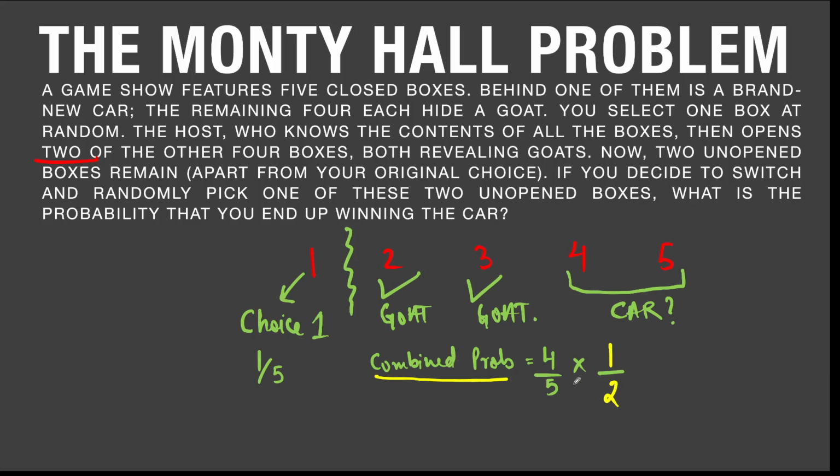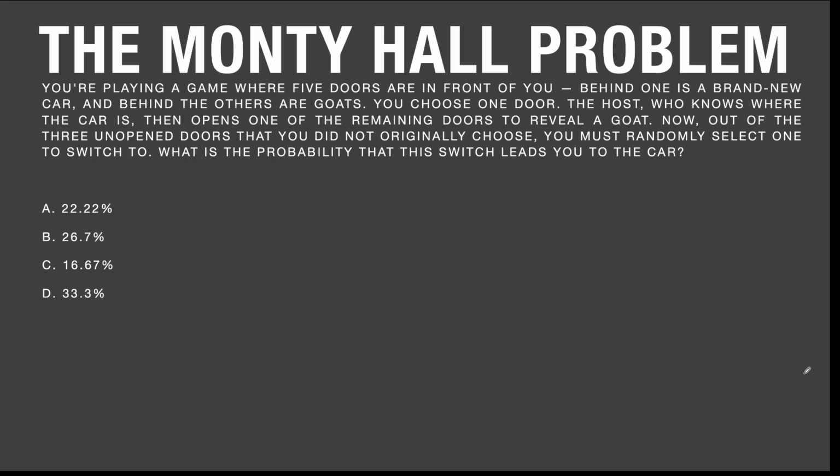When I say 4 by 5 multiplied by 1 by 2, this becomes 2 by 5, or simply 40%. And this is the answer that I was looking for. Good enough? Let's move ahead. Now, as you've understood, we'll be moving just a little faster than this.